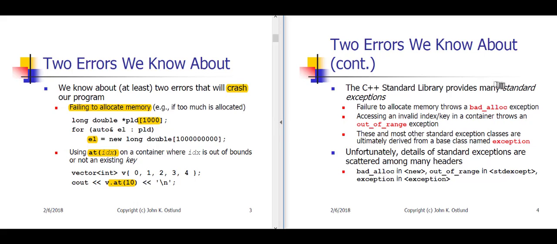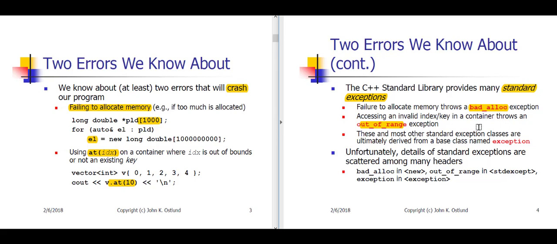Okay, so these are two different kinds of the so-called standard exceptions. If you attempt to allocate memory with new and new cannot get you the memory that you've asked for, new will throw what's called a bad alloc, that is a bad memory allocation exception. On the other hand, the at member function in a container, if you access an element that's outside the range of subscripts for that vector or deque, that throws what's called an out-of-range exception.